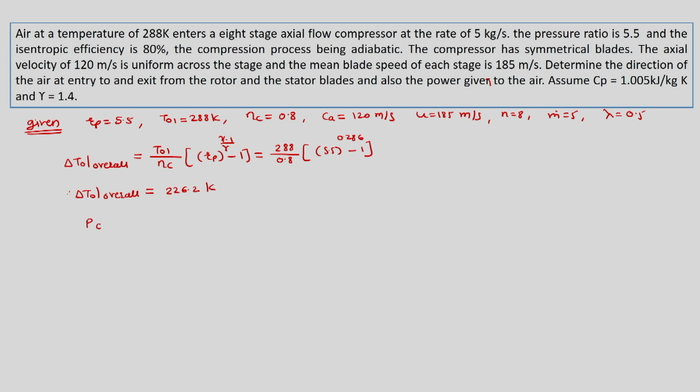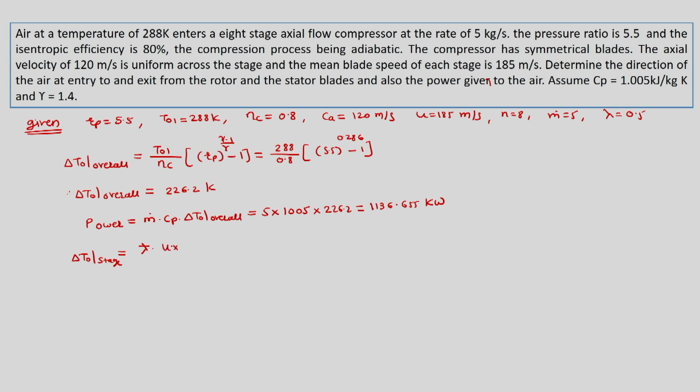So power required is equal to m dot Cp into delta T naught overall. M dot is said as 5 kg per second, Cp is 1005 into 226.2, and this gives us a number 1136.655 kilowatt.